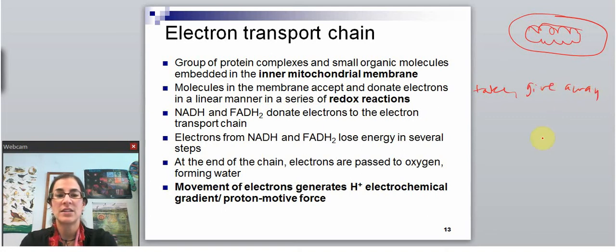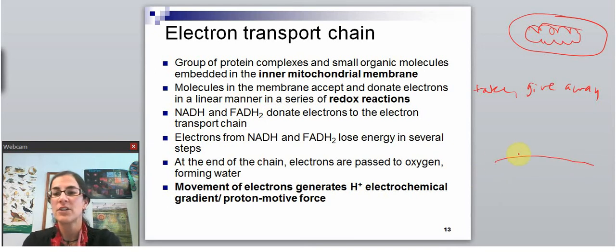And they'll do this in series. They'll take the electron and then they'll give it away, right? Or pass it to their neighbor, right? So they accept. It's kind of like hot potato, if you remember that game from when you were a kid. You get the electron if you're in the electron transport chain, and then you give the electron away. This is all going to start with NADH and FADH2. So they bring the electron to the electron transport chain, and then that initiates the passing.